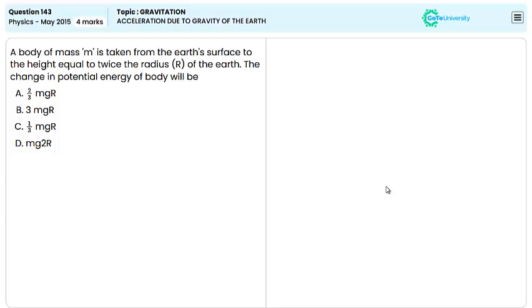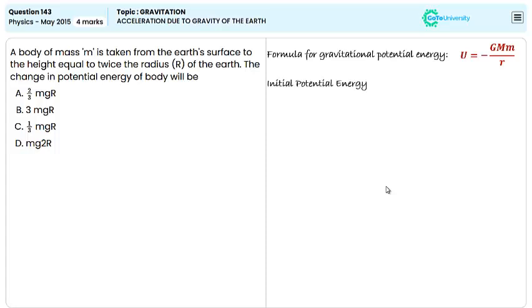gravitational potential energy, which is nothing but U is equal to minus GMm by r, where G is the gravitational constant, capital M is the mass of the Earth, small m is the mass of the body, and r is the distance of the body from the Earth's center. At the Earth's surface, the distance of the body from the Earth's center is equal to the radius of the Earth. Therefore, we get initial potential energy given by U initial is equal to minus GMm by R.